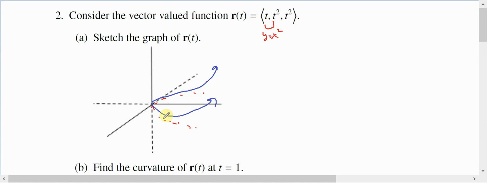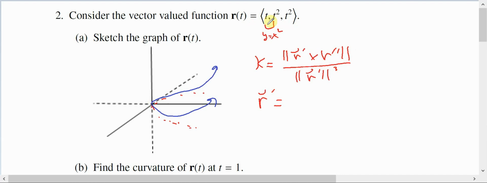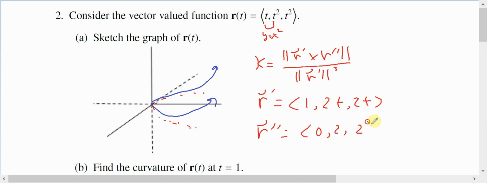And then I'm asked to find the curvature, and I know that the curvature is given by this formula: magnitude of r prime cross r double prime, divided by magnitude of r prime cubed. So I need r prime. That's going to be 1, 2t, 2t. I need r double prime. That's going to be 0, 2, and 2.